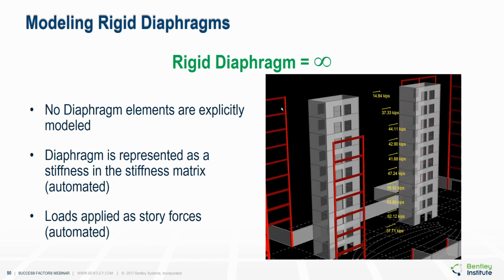The rigid diaphragm is the same as infinitely rigid. And again, no diaphragm elements are explicitly modeled, but rather the diaphragm rigidity is represented as an infinite stiffness in the stiffness matrix, and that's automated in the analysis process if you specify that your diaphragm is rigid. And the loads are applied, as shown here, as story forces. The forces are calculated or input, and then they are applied to points on the diaphragm, and then that rigid analysis distributes the forces out to the various frames.